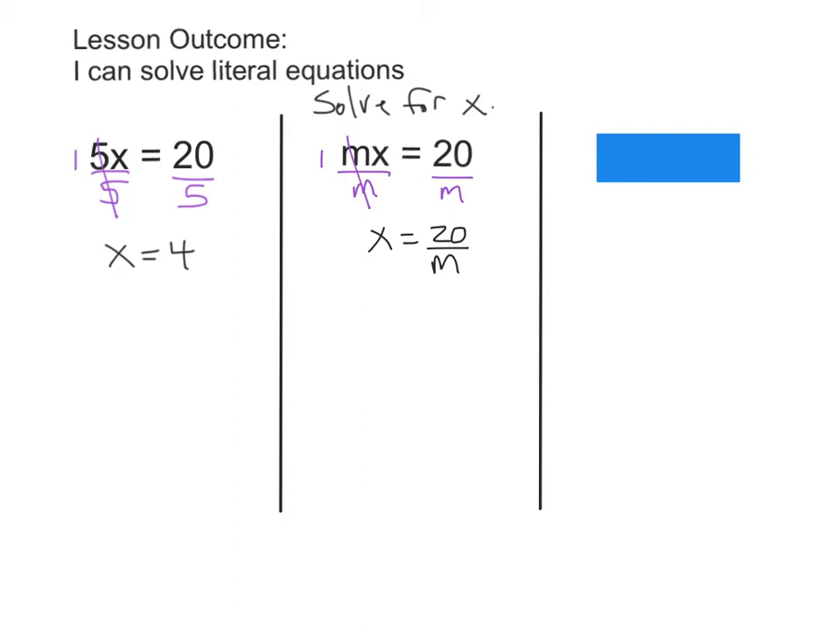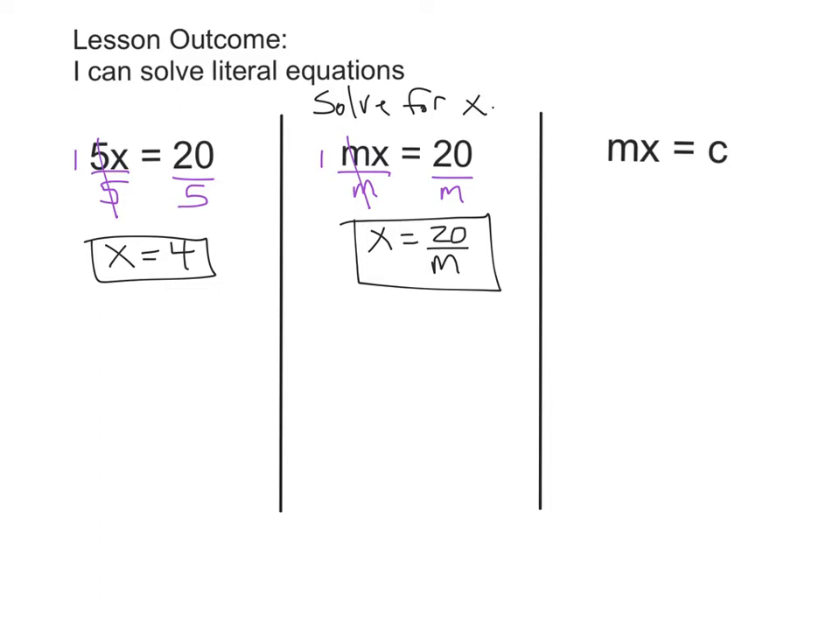And that's the thing that makes some students uncomfortable, but it is the answer to this literal equations problem. So our first one was x equals 4, a number value for x, and our second one is x equals 20 over m. Now notice what happens on this third one.